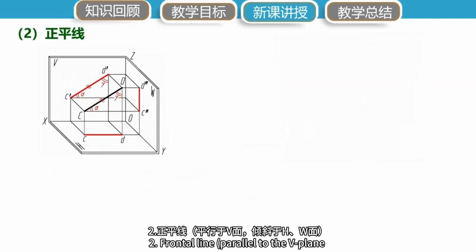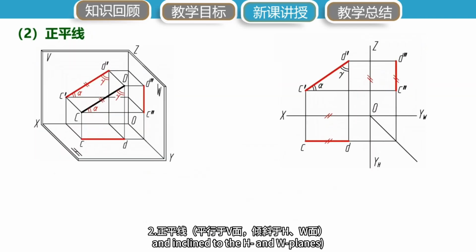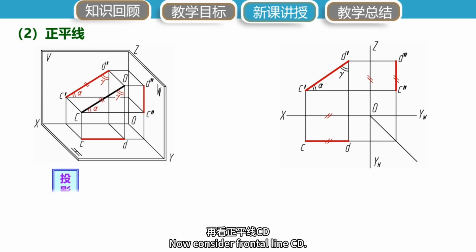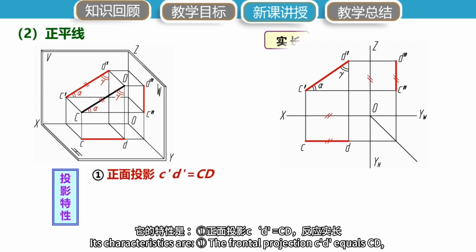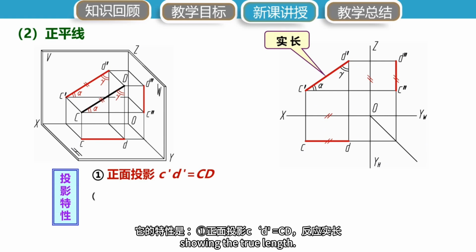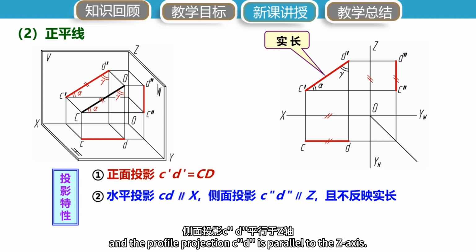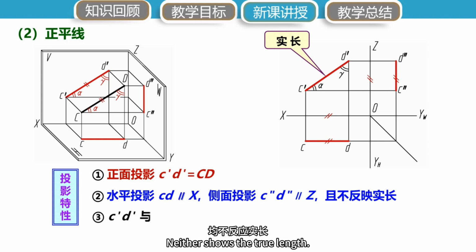Second, frontal line, parallel to the V-plane and inclined to the H and W planes. Now consider frontal line CD. Its characteristics are, first, the frontal projection c'd' equals CD, showing the true length. Second, the horizontal projection cd is parallel to the x-axis, and the profile projection c''d'' is parallel to the z-axis. Neither shows the true length.